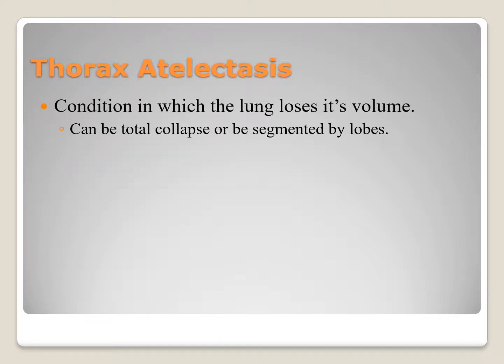The most basic description of thorax atelectasis is volume loss of the lung. This can be the entirety of the lung or segmented by the lobes, which is called lobar atelectasis. The left lung has 2, an upper and lower lobe. The right lung has 3 lobes, upper, middle, and lower.